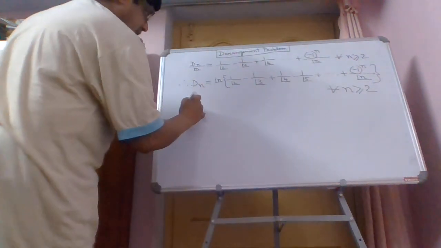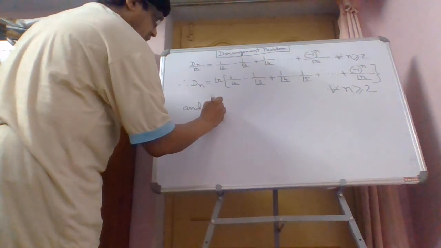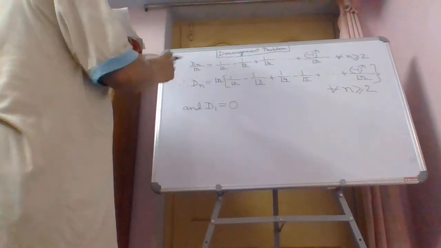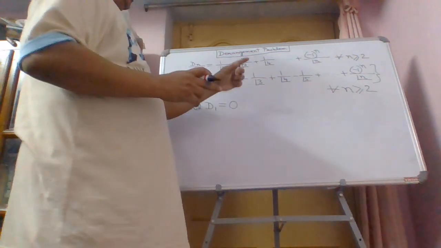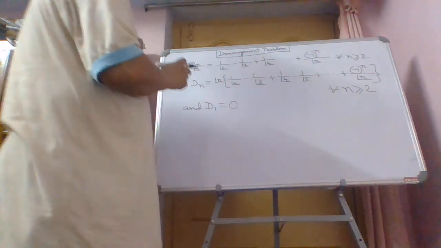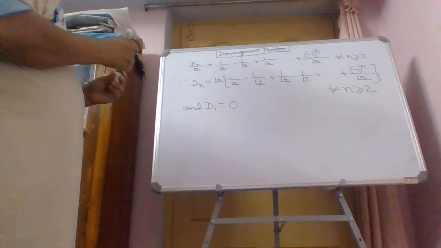And finally we also have this one, actually d1 is equal to 0. So these two relations in fact constitute the generalized formula for the total number of possible derangements on a set of n distinct objects.